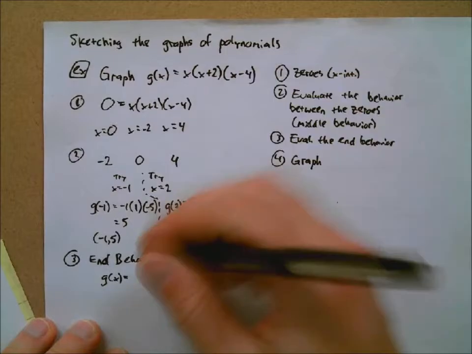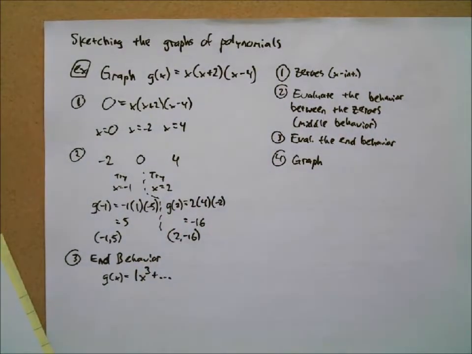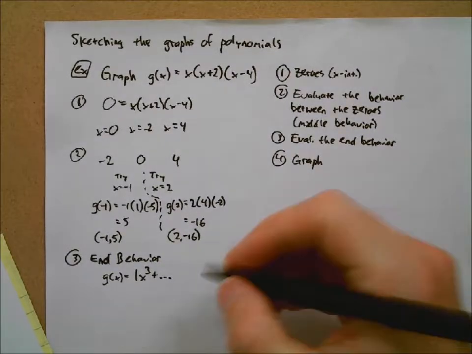So we're going to have 1x cubed plus, and then some other junk. But we don't care about the other stuff. We just care about the fact that we're odd degree with a positive lead coefficient. So I'm going to write this single statement here.